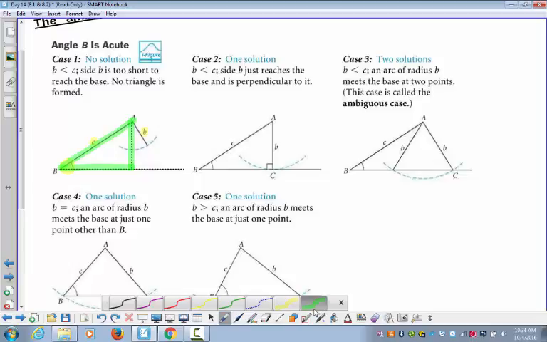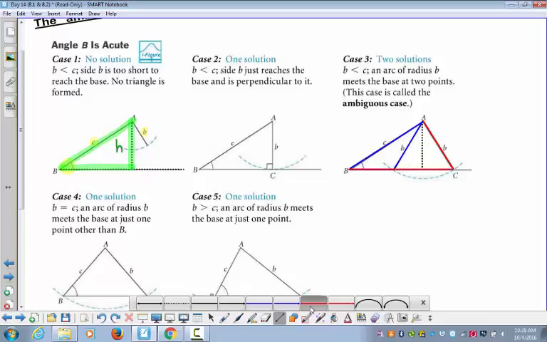So in this middle case here, if that side B happens to be exactly equal to this height, I'll call it H, then you're going to have one triangle, and that triangle is going to be a right triangle. And then here's the trickiest case. If you find your height, and side B is bigger than the height, then you know you have at least one triangle, because it reaches the base. But if it's also less than side C, you have two choices. You could swing that side underneath, forming that obtuse triangle that we see there. Or you could swing it out that way, forming this large triangle, this outer triangle.